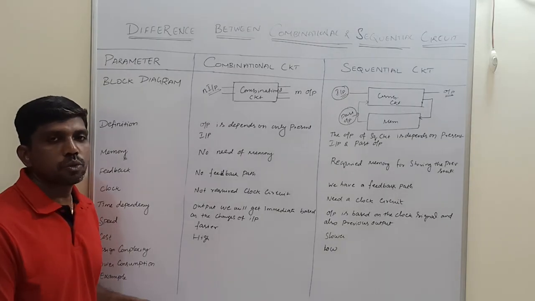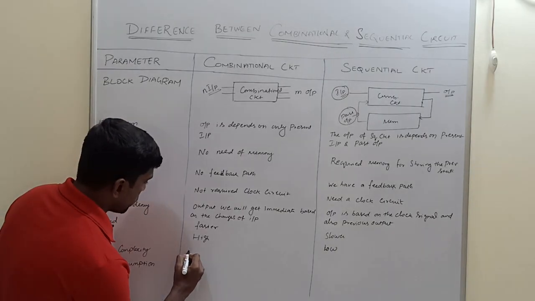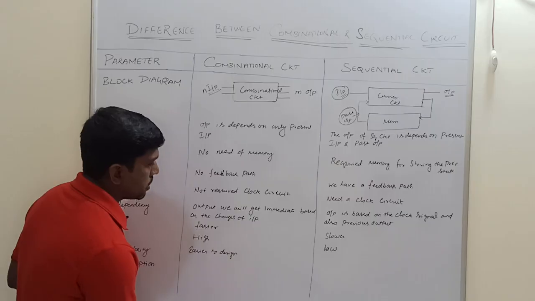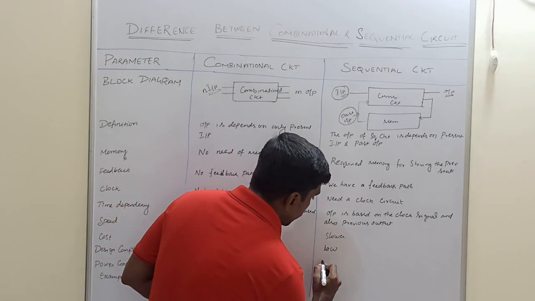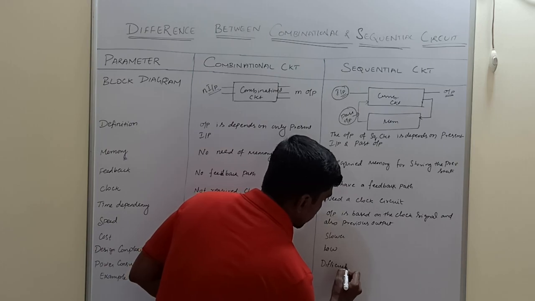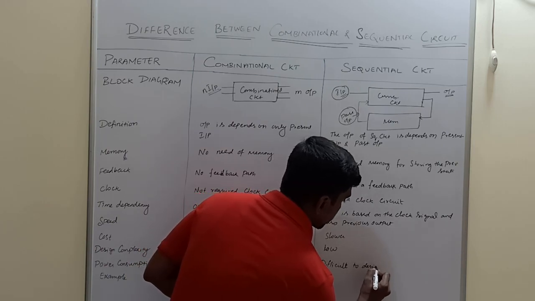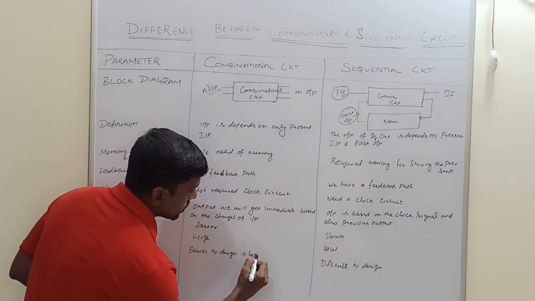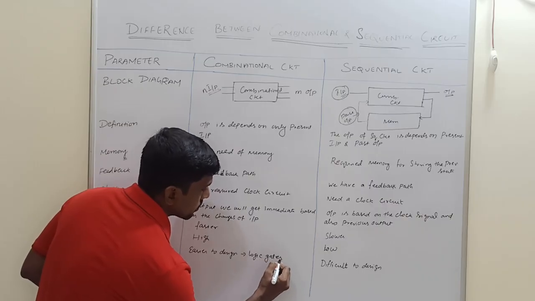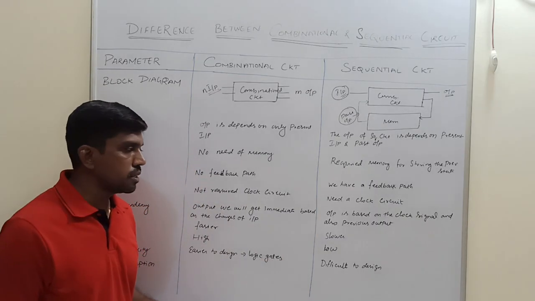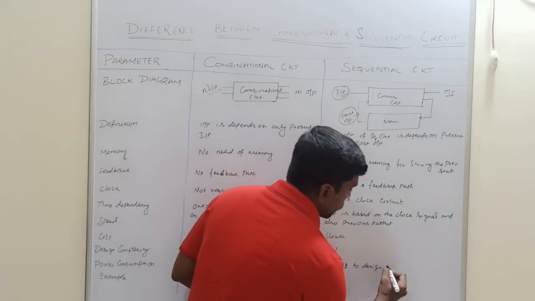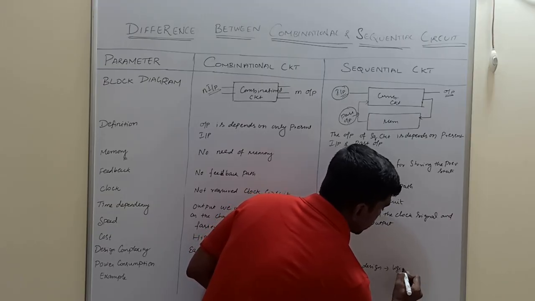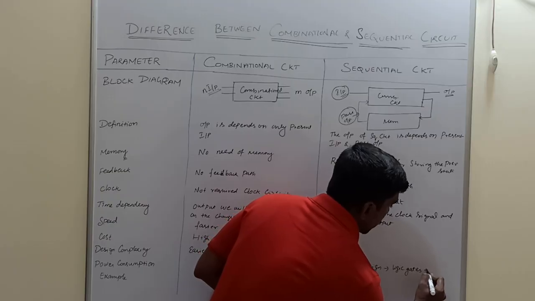Then design complexity. In the combinational circuit, it is easier to design. But the sequential circuit is difficult to design. The combinational circuit consists of basic logic gates, so the circuit implementation is very easy, but the sequential circuit is difficult because of using logic gates and flip-flops.